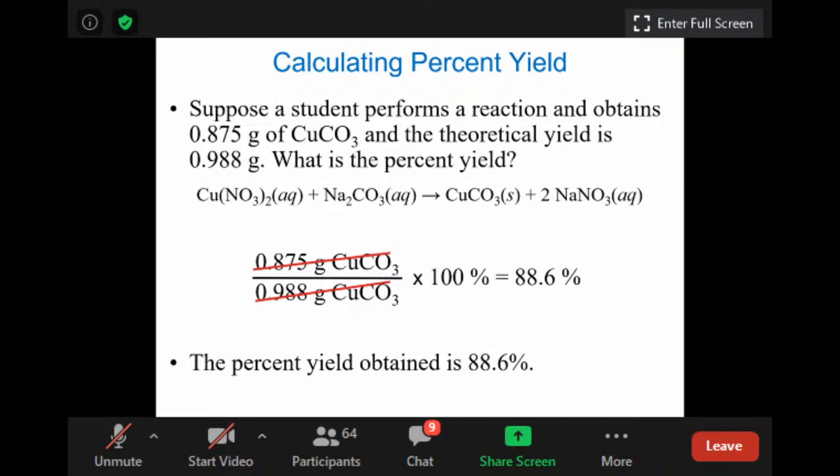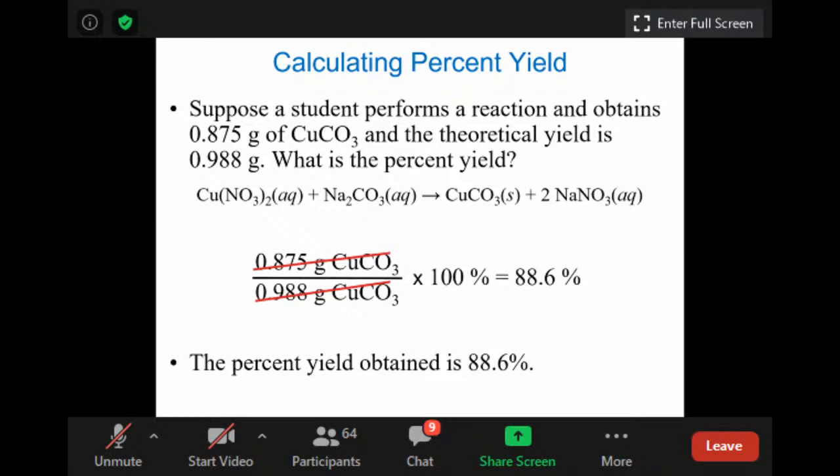But everything didn't go well, they lost a lot. So they got 0.875 grams of it. So now, what is the yield? They got 88.6%. Not so bad, but you probably want to put something close to 100%.